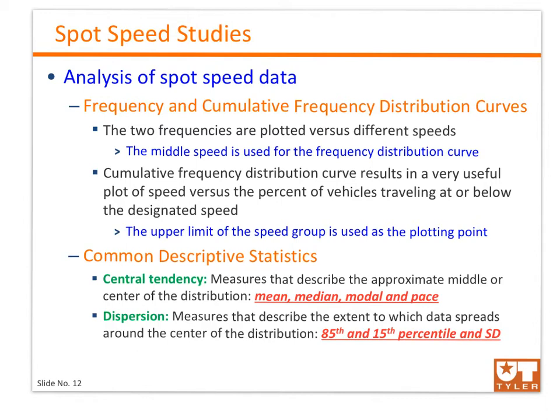So here I need to make sure that you got the difference. When it comes to the frequency distribution curve, we're using the middle speed as the x-axis. When it comes to the cumulative frequency distribution, which is again very useful, here we use the upper limit of the speed group as the plotting point. Common descriptive statistics that we need to get out of these two curves.